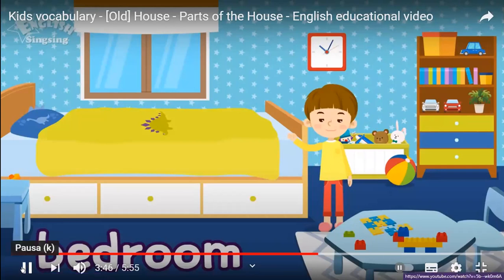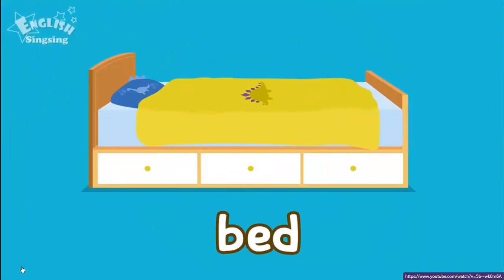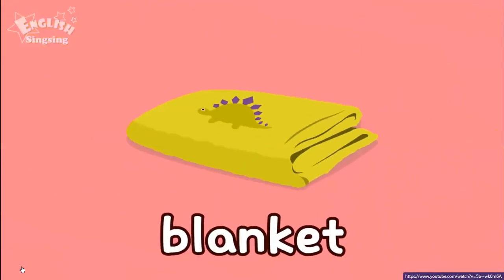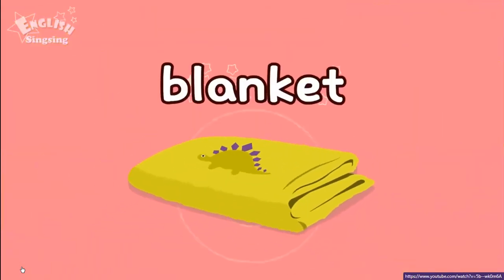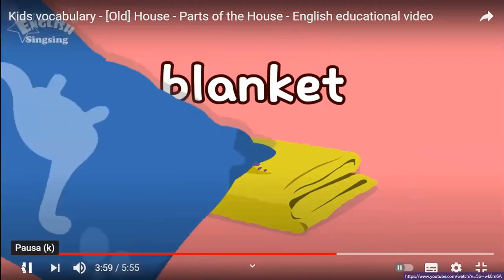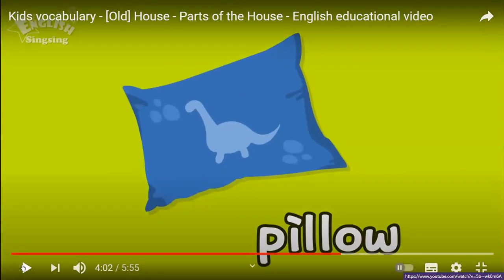Bedroom. There are a bed, a blanket, and a pillow. Bed. Blanket. Okay, blanket. La colchita. O la colcha. Blanket, right? Pillow. Pillow.